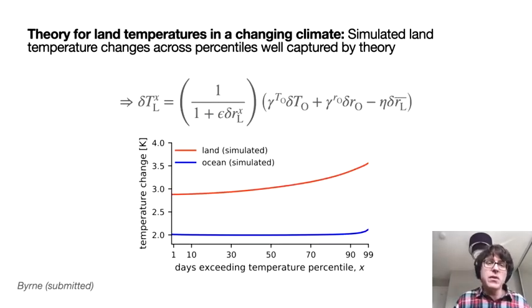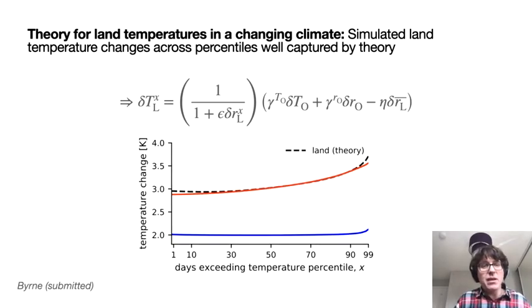So here is the figure I showed previously, showing the temperature change on the y-axis over land in red and ocean in blue for days exceeding a given temperature percentile x on the x-axis. And now I can apply this theory, which is the black dashed line here, and we see that the theory does pretty well at capturing the temperature change across most percentiles over land. So this theory, based on the fairly simple assumption of uniform changes in moist static energy across the tropics, quite accurately captures what's going on in these simulations.